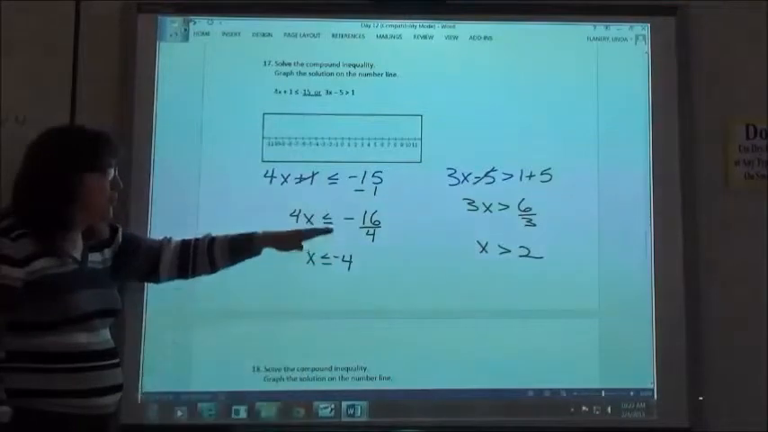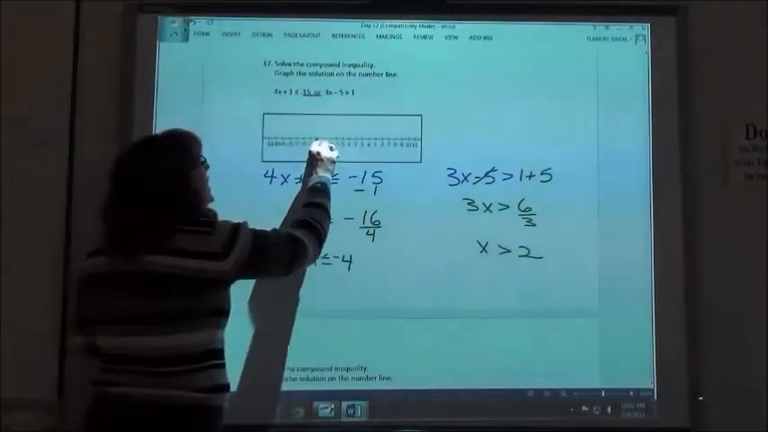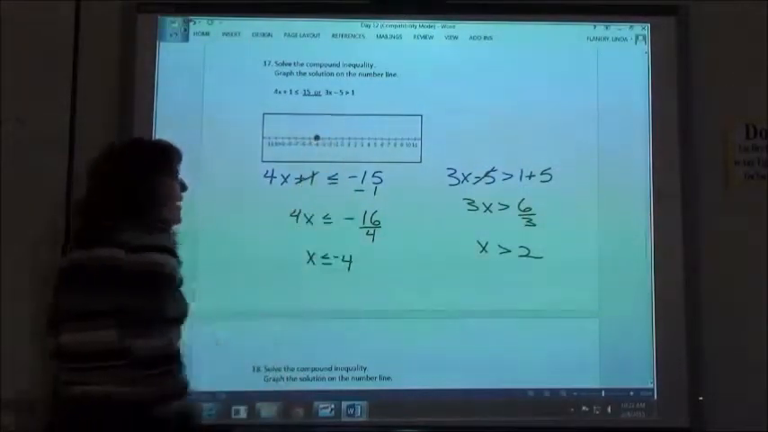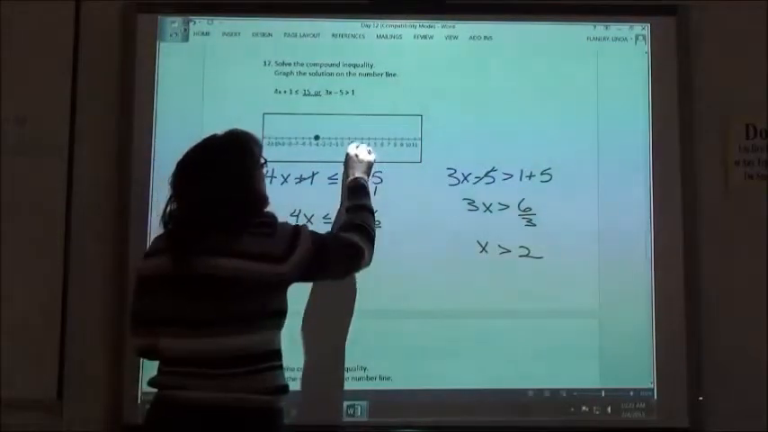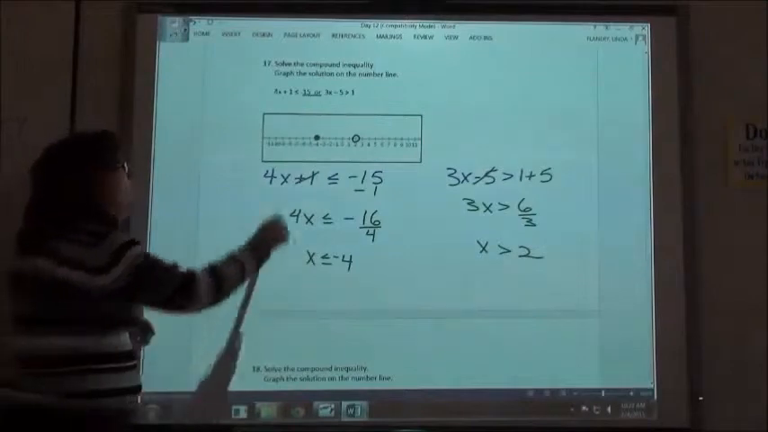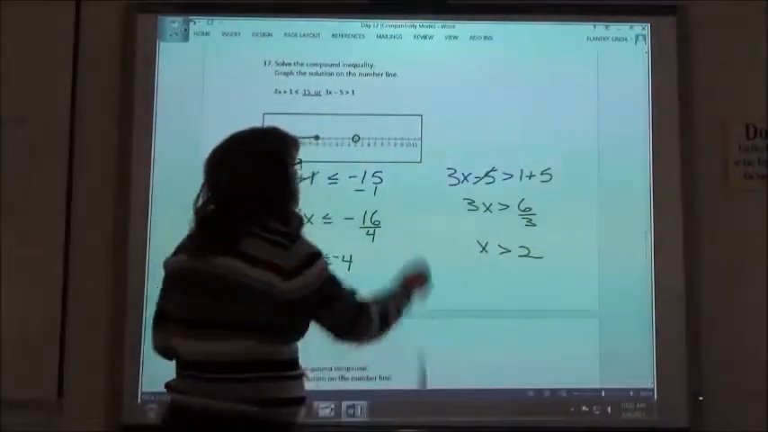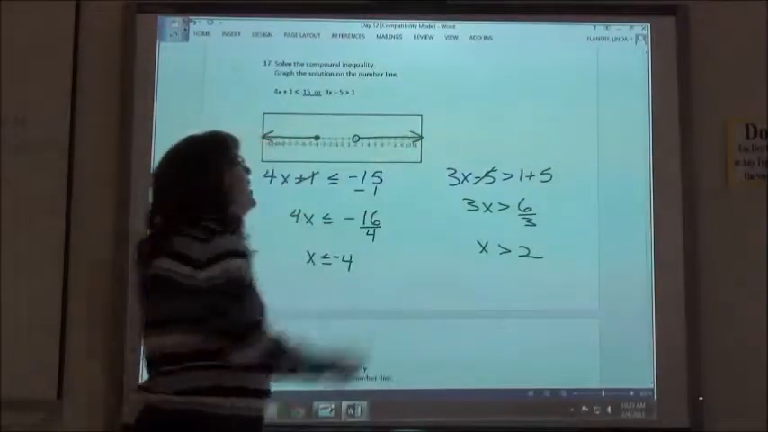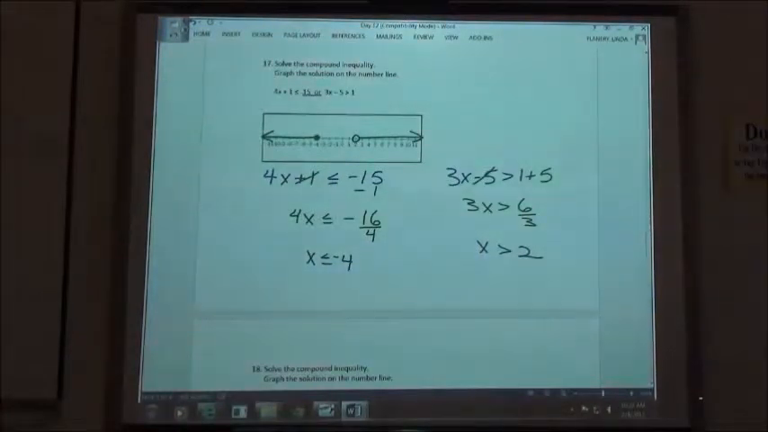I do my end marks first before I do any shading. This one has the equal to bar, so on the negative 4, I have that filled in dot. This one doesn't have the equal to, so on the 2, I have my open circle. Less than the negative 4 means I'm going to the left. Greater than the 2 means I'm going to the right. And you can see that since it was an or, you ended up going in two opposite directions. Ors always go the opposite direction, and is in the middle.